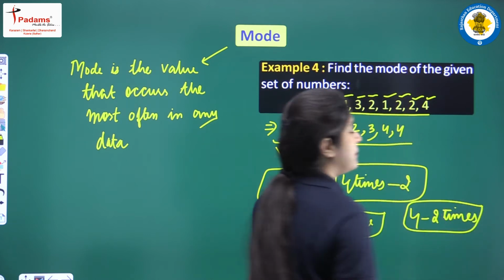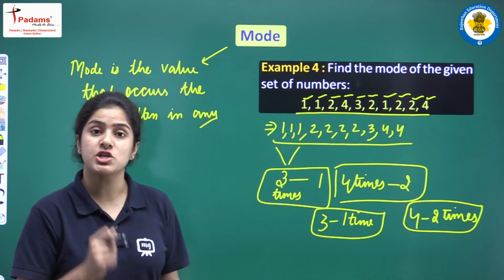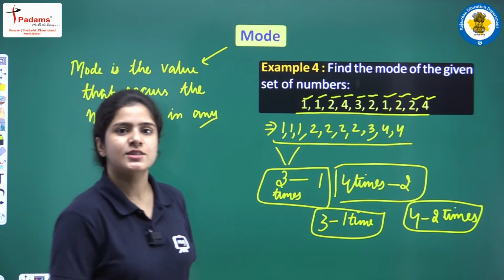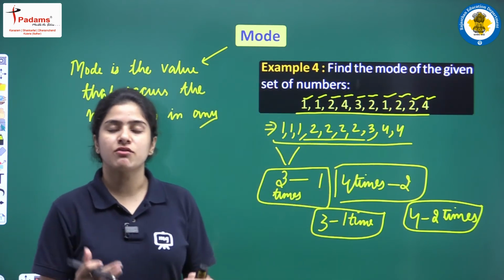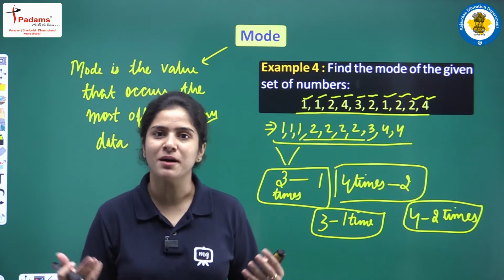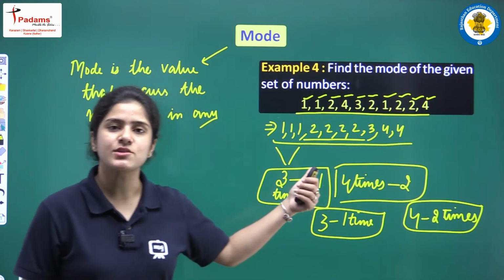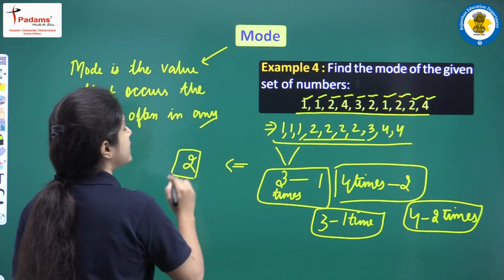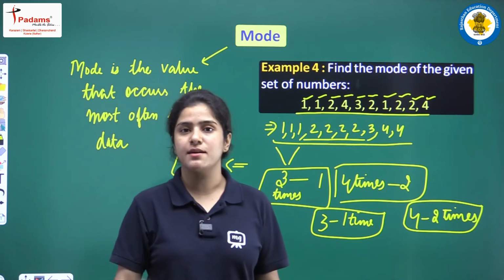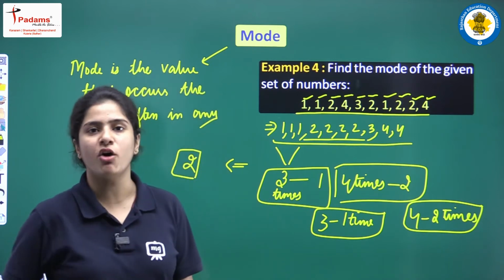So students, tell me the value which is occurring most often. Obviously students, 2, because 2 is occurring 4 times, right? So the value that is occurring most often is the mode of the data. So the answer is 2, as 2 is occurring the most often, that is 4 times. Okay students, so this is all about the mode.